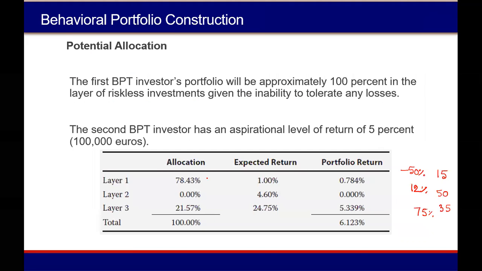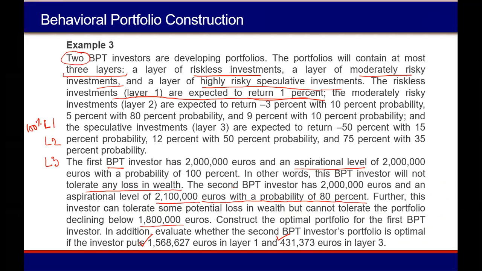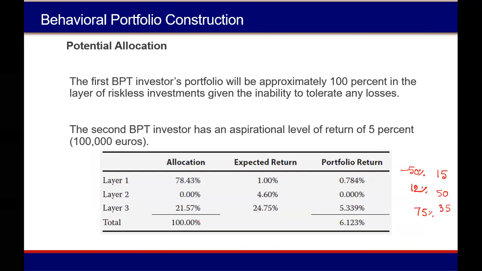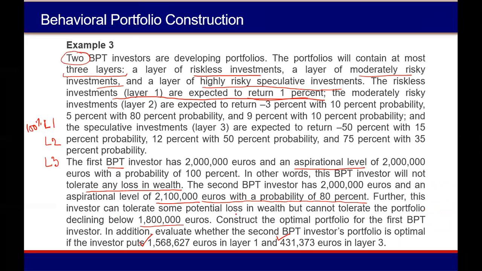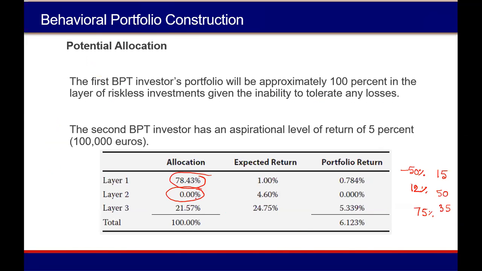Let's see the suggestions: if he makes an investment of this amount, 1.568 million, it will be 78.43% of 2 million. And the suggestion includes that there will be no investment in layer 2. That's why the allocation is 0%. And in layer 3, if he makes an investment of 431,373, it will be 21.57% of his allocation. So you can calculate the expected portfolio return in this way, as you learn from statistics.